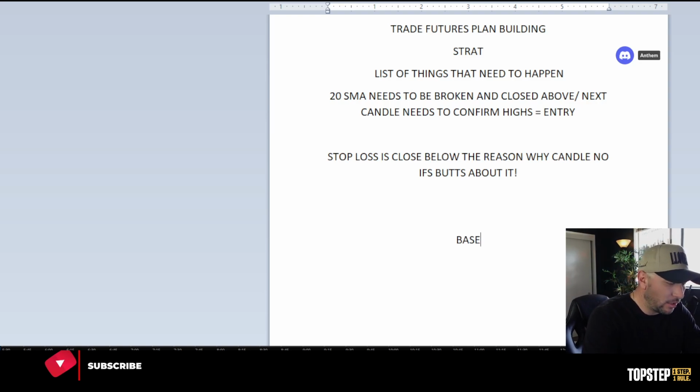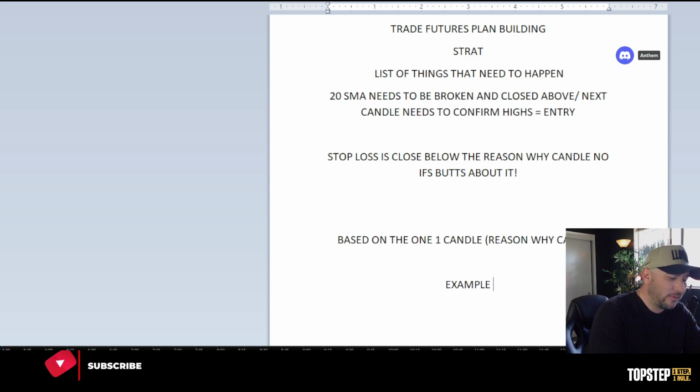Now, based on the one candle, the reason why candle is going to determine how many contracts we play. So example, if the reason why candle is 15 points, that means we're losing $30 per one micro contract. Again, stay with micros, do not trade minis. So 15-point stop loss is an example, $30 per one micro.